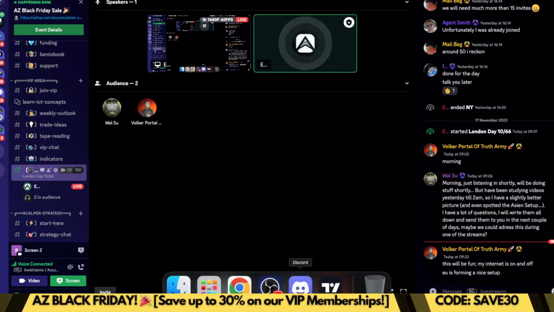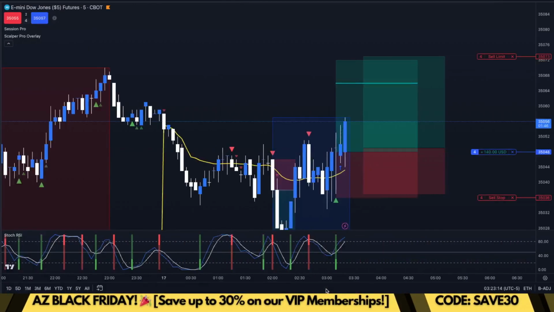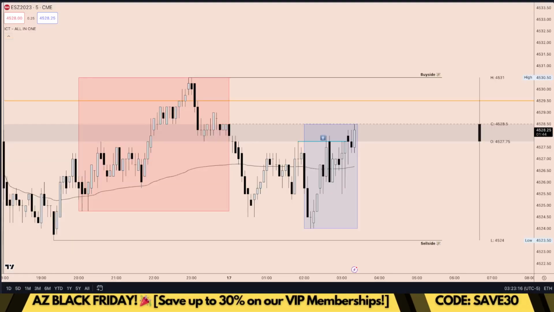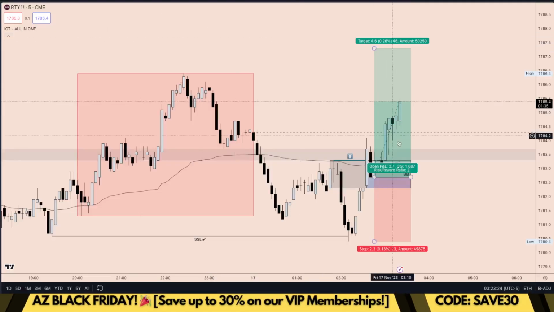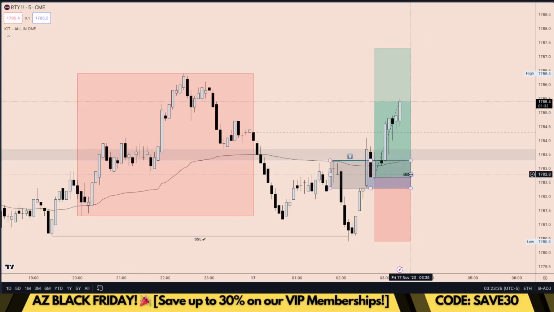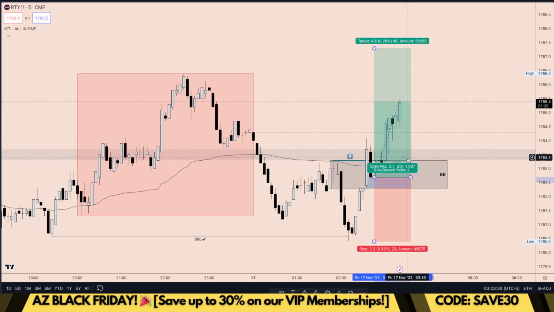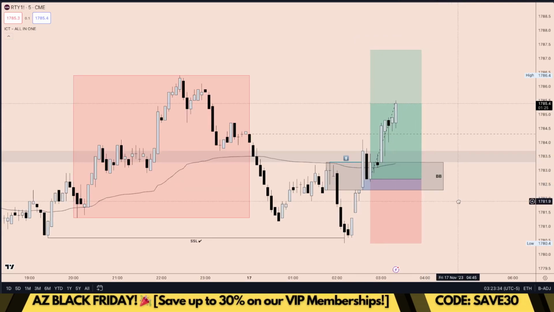This will be fun. My internet is on and off, and EU is forming a nice setup. Let's check that out. So yes, still not having confirmed anything yet, but it's continuing. Same goes for NQ, RTY as well. Without much trouble, that's what I would like to see. If I see that happening more often on the RTY, I'd put that on my watch list and actually trade it.